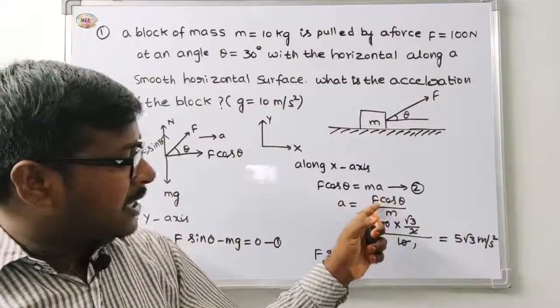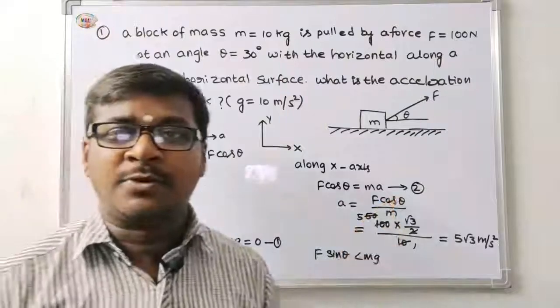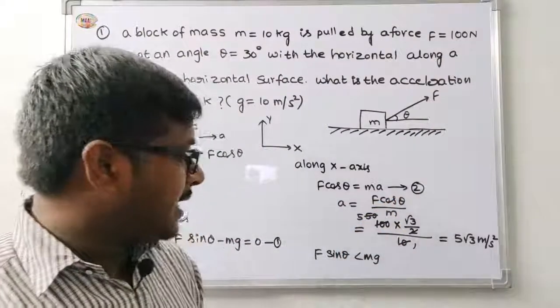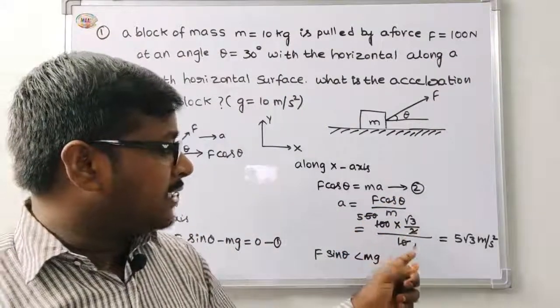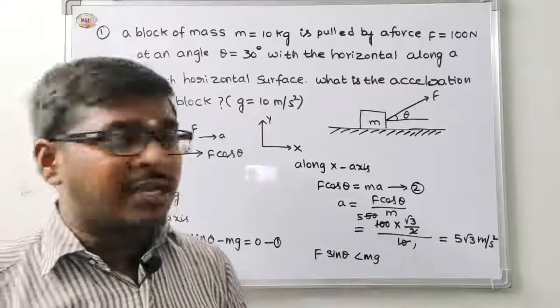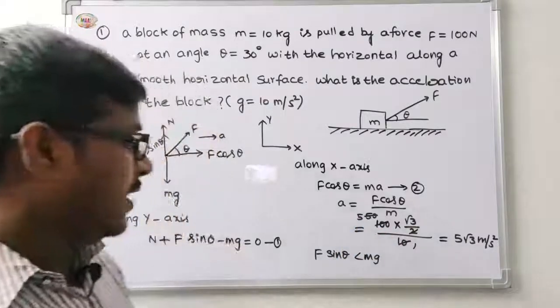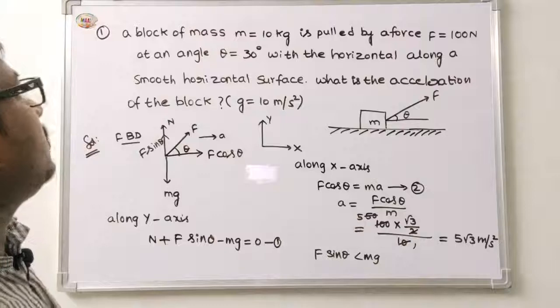F is 100, into cos 30 which is root 3 by 2, divided by 10. 2 ones are 2, 50, 10 ones are 10, 5. So the acceleration is 5 root 3 meter per second square. This is the first problem.